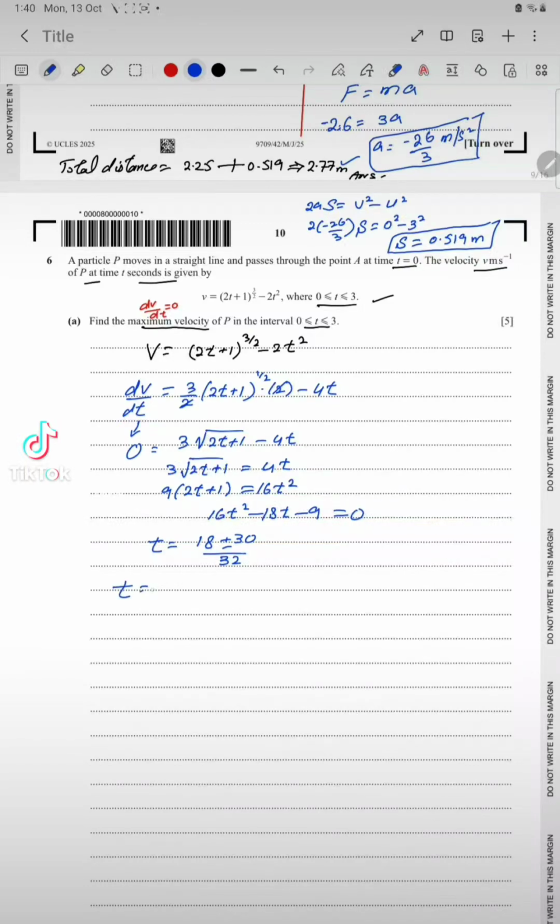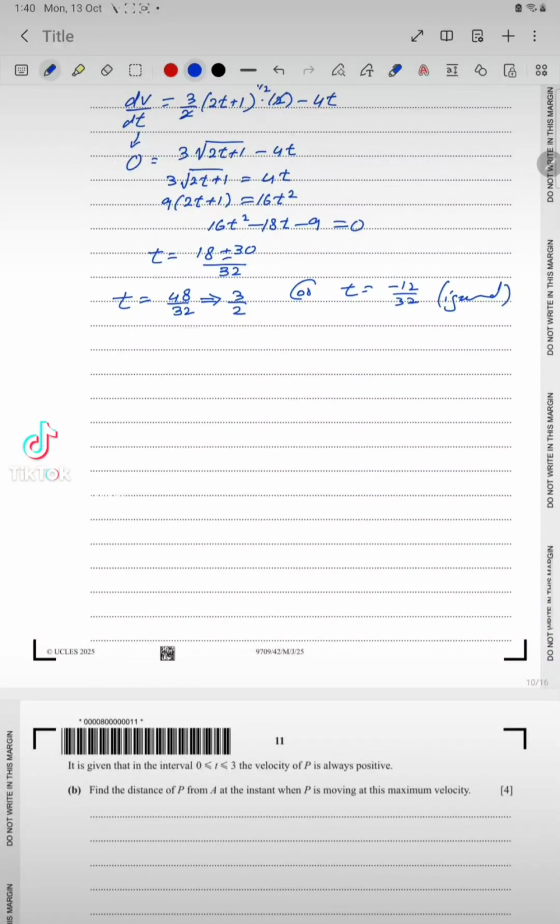That gives me t as positive and negative, so t must be 48 by 32. Here it will be 3 by 2, or t will be 18 minus 30, which is minus 12 by 32, ignored because it falls outside the domain of time. Negative t is not part of the question. So V maximum will be when t is 3 by 2.